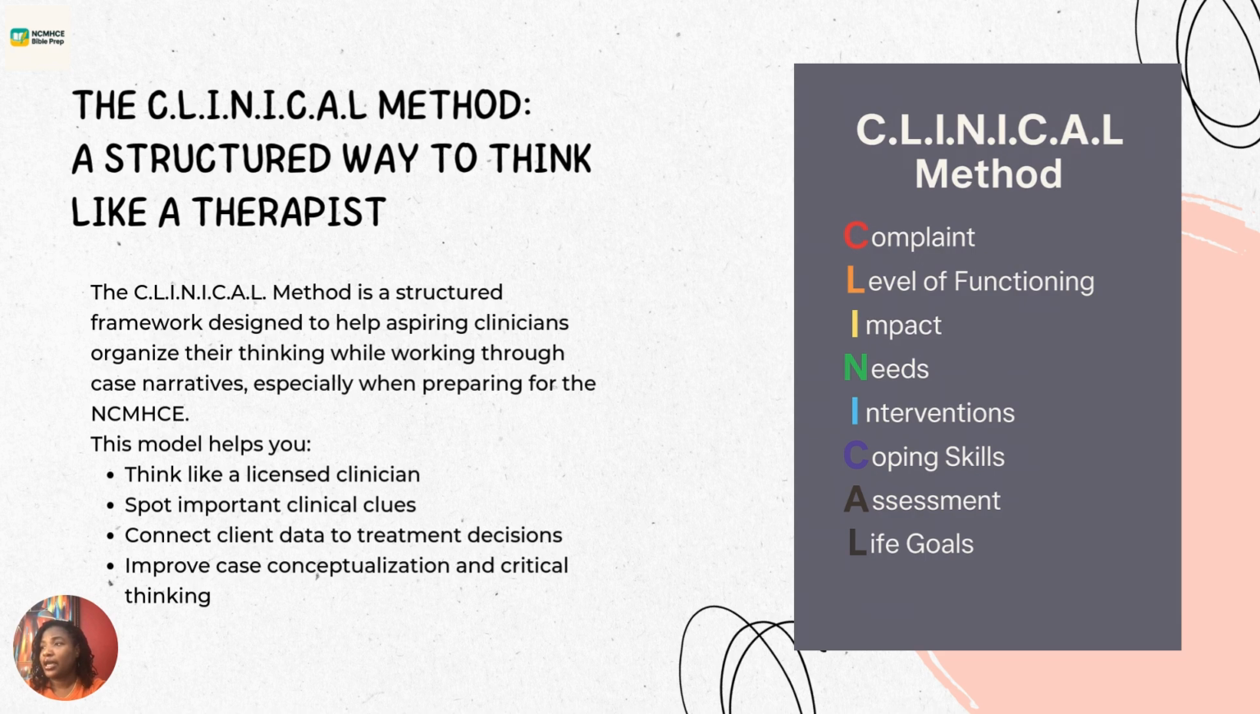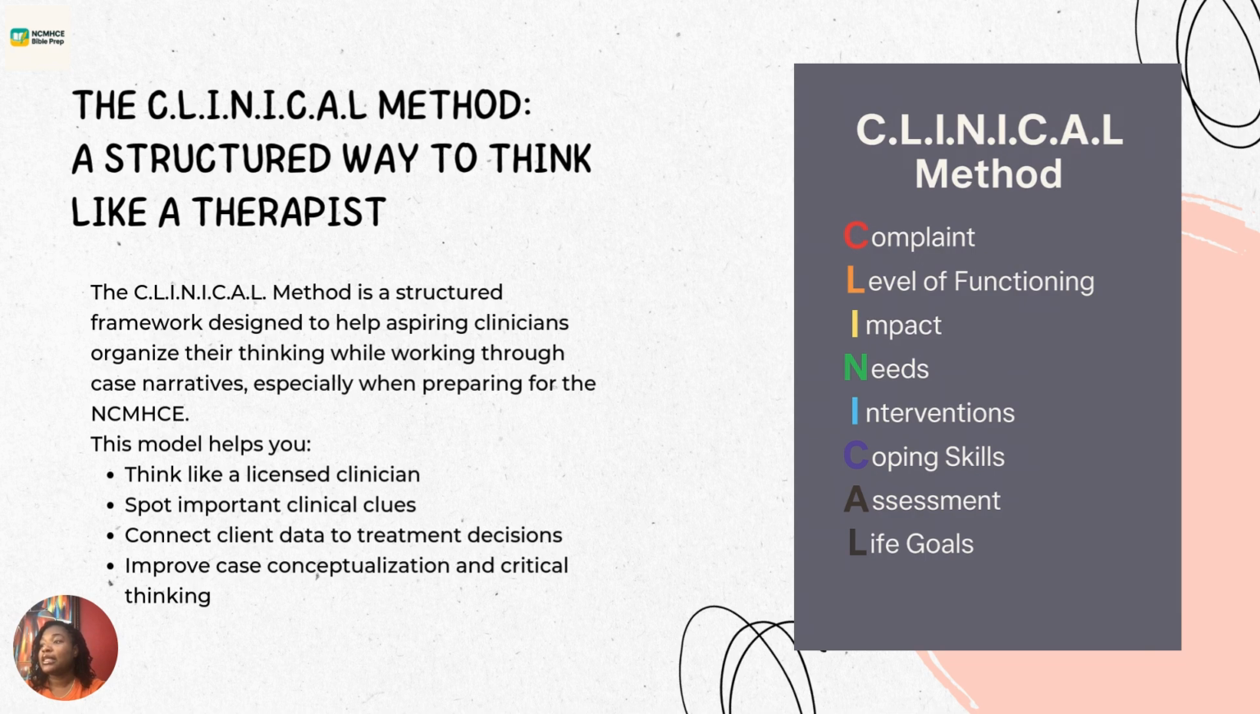So, the C is the presenting problem, basically the complaint, what brings the client to therapy. L is the level of functioning. It evaluates how the client is managing their daily life emotionally, socially, and occupationally. I is for impact. It explores how the problem is affecting the client across key life domains like their relationships, their safety, their work, etc.